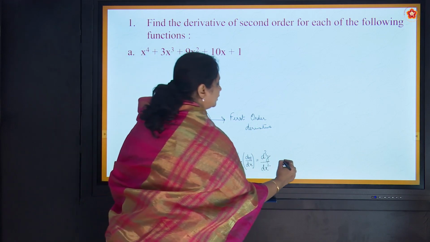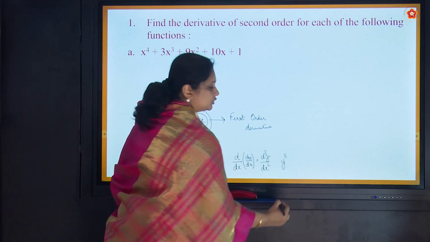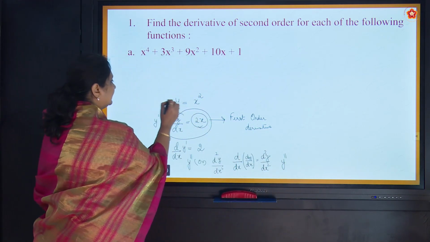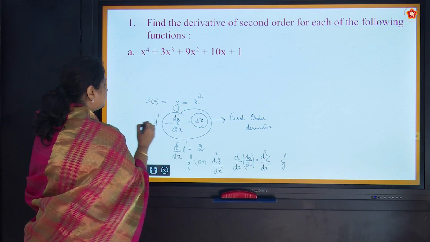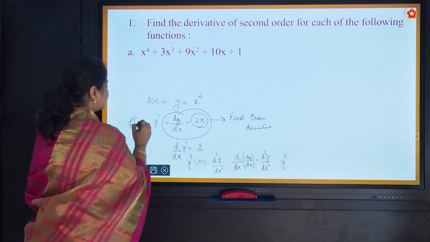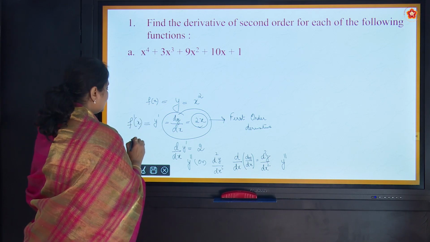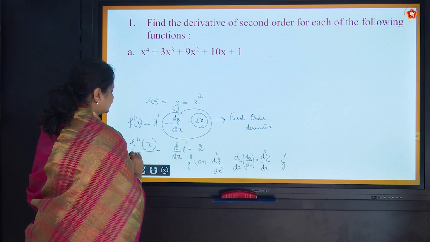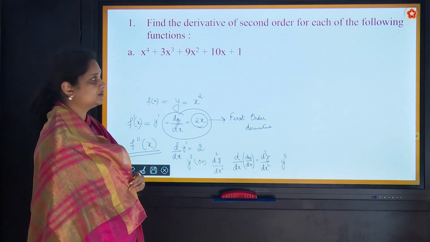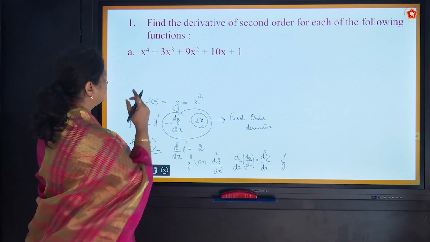Or you can call it y double dash, or if we name this as f of x, you all very well know that the first order derivative is expressed as f dash of x and the second order derivative can be expressed as f double dash of x. So can we move ahead solving the given problem?